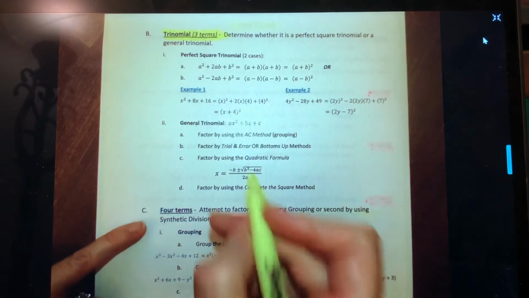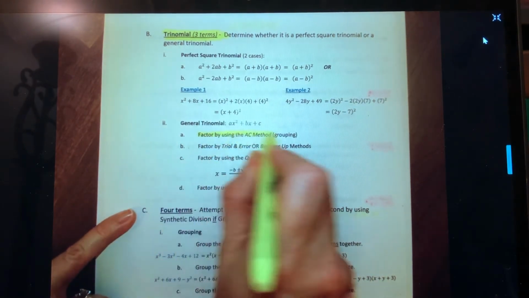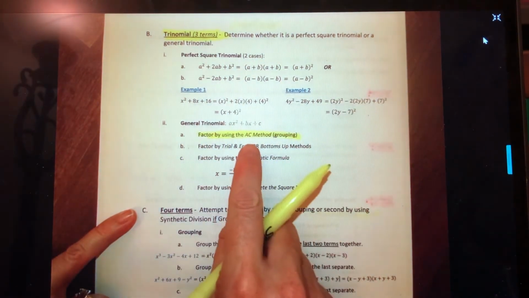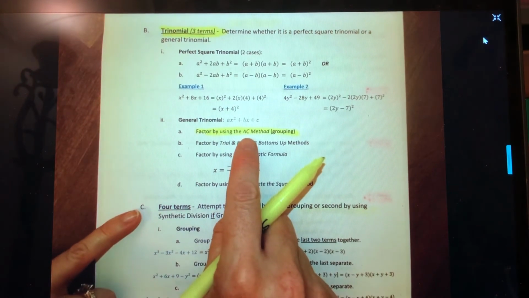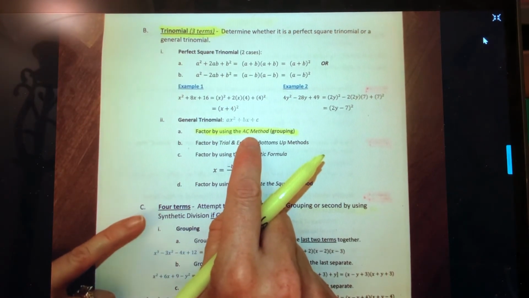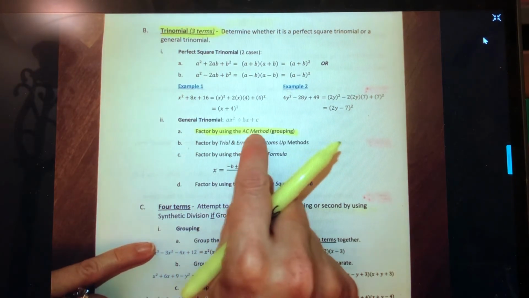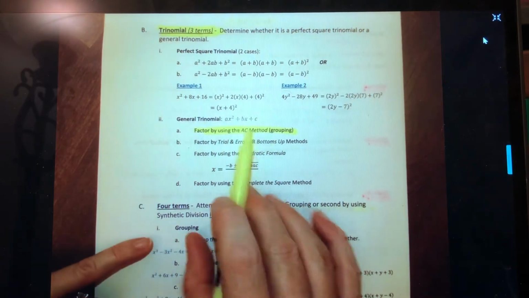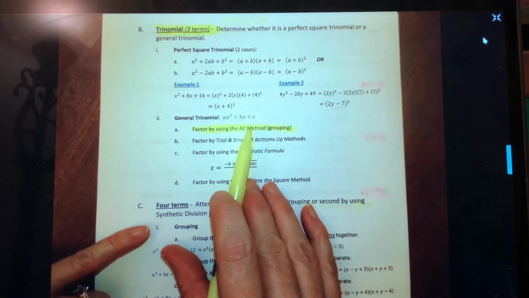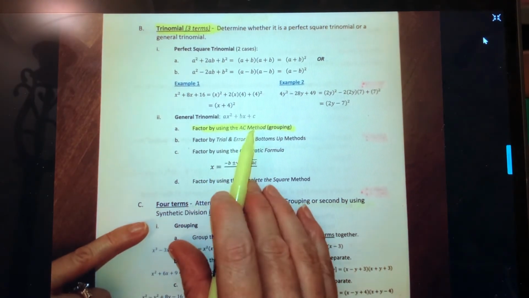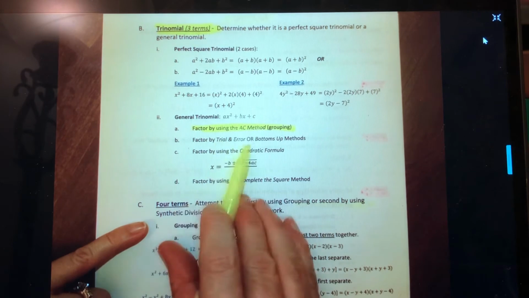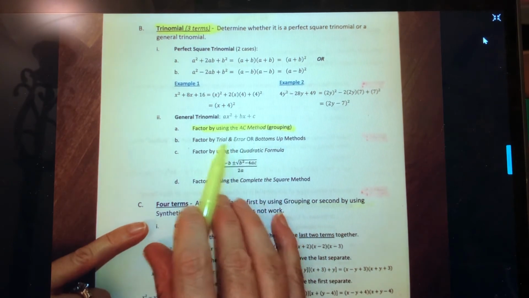I personally prefer the AC method because it's very straightforward, and it really focuses students to learn a process. And when you learn this process, you will just become very efficient at factoring these trinomials. Students that are very good at factoring probably are doing trial and error in their head, and that's great too if you're able to do that.